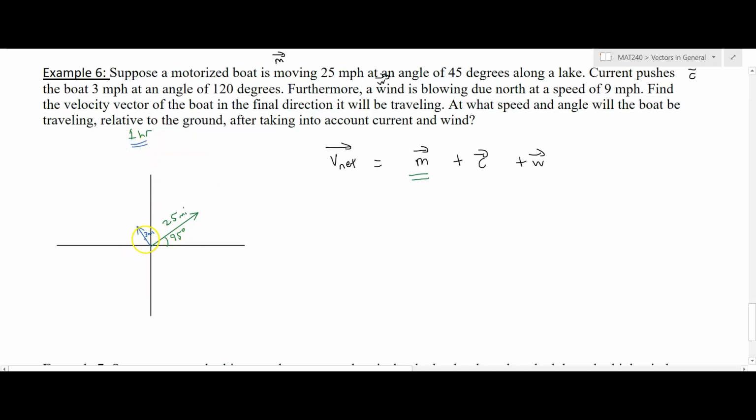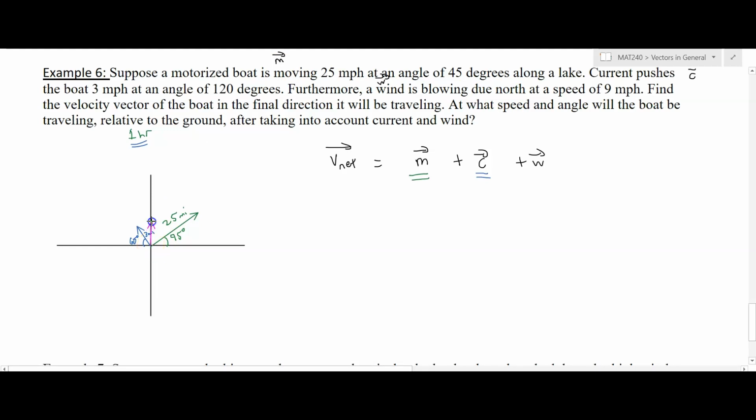And this is going to be an angle right here. Now this full angle is 120 degrees. This is 180. So that means this angle has to be 60 degrees. And that's going to be important to help us resolve that triangle. And so that's my current vector. And the wind is blowing due north at a speed of 9 miles per hour. So due north, 9 miles per hour.